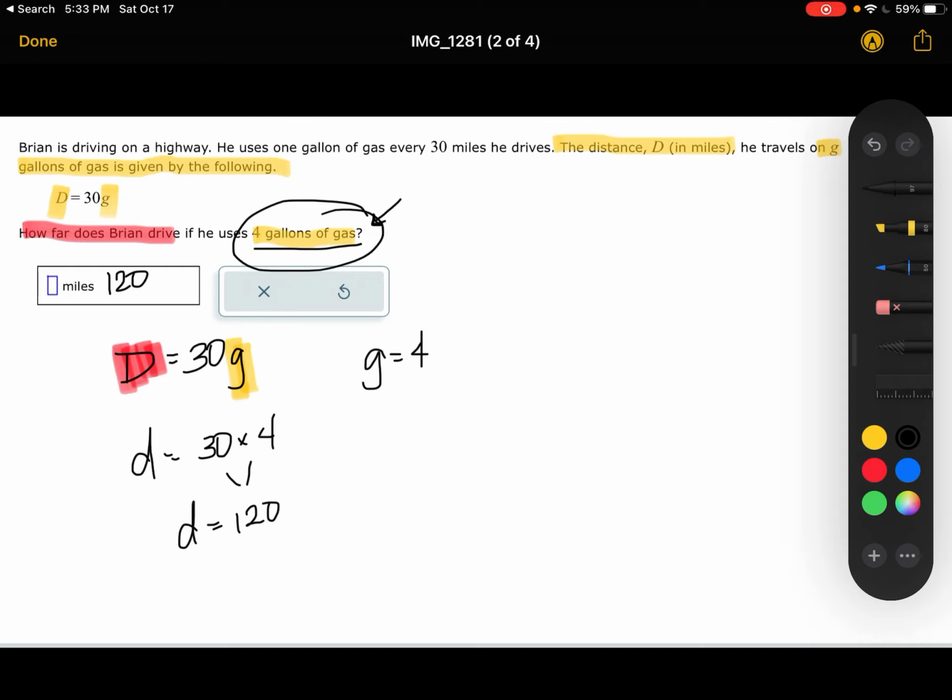I don't think they might do division. I think it's all going to be multiplication for this question. If you get something that's a little confusing, just let me know and I will help.